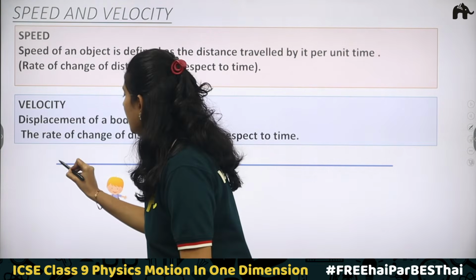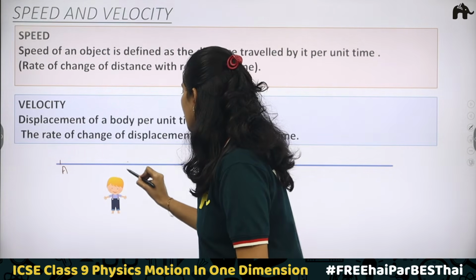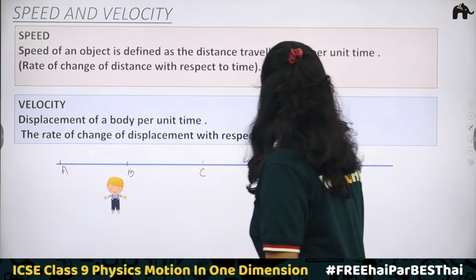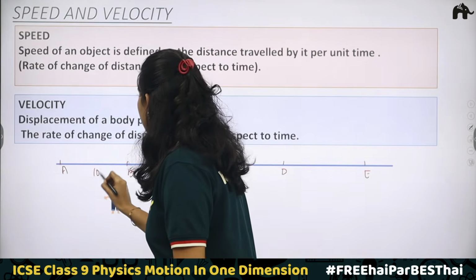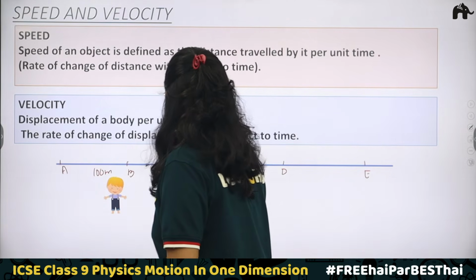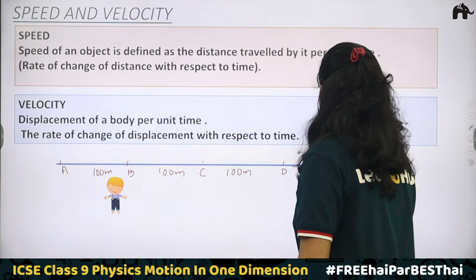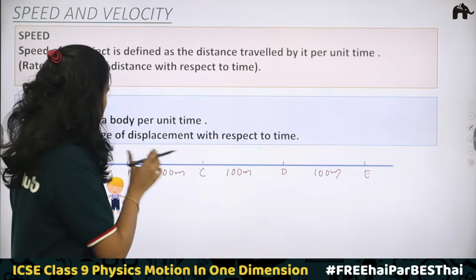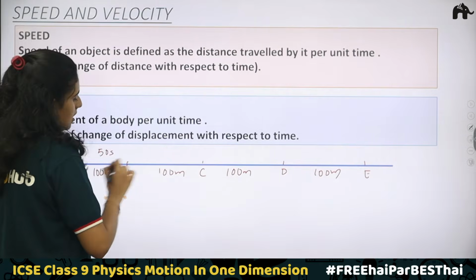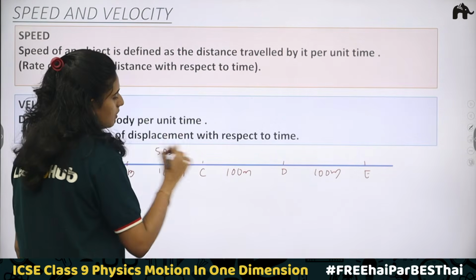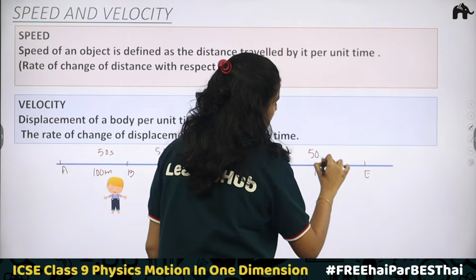Now, here again, we have 5 different positions of X, A, B, C, D and E. As we said, A to B, the distance is 100 meter, B to C 100 meter, C to D 100 meters, D to E 100 meters. Let's say from A to B, to travel 100 meters, it takes a time of 50 seconds. From B to C, 50 seconds. From C to D, 50 seconds. And D to E, 50 seconds.